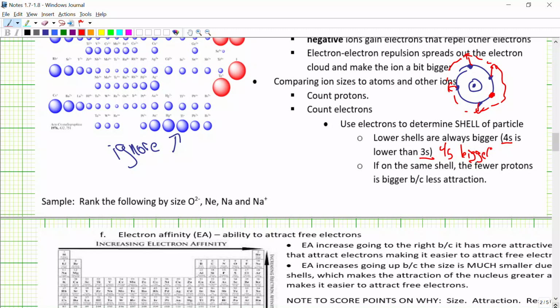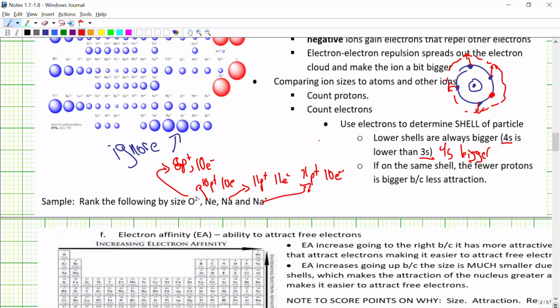All right, so let's take a look at ranking the following by size: O2 negative, neon, sodium, and Na positive. So oxygen has 8 protons. Now if it's O negative 2, 8 protons, 10 electrons. Neon has 10 protons, 10 electrons. Sodium, 11 protons, 11 electrons. And sodium positive, 11 protons. Notice how protons don't change.